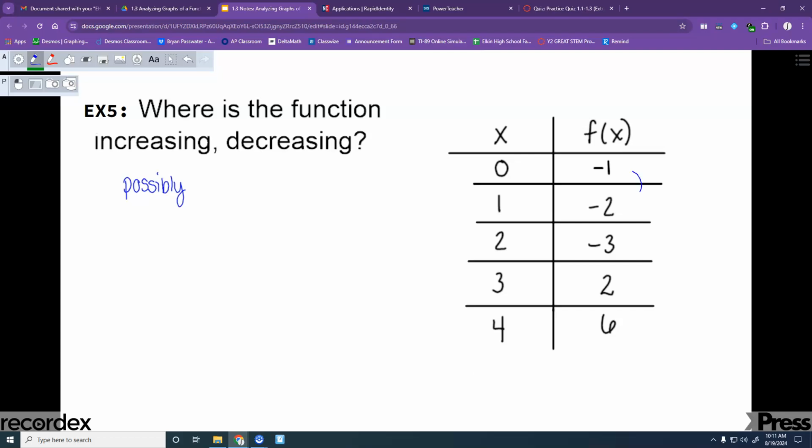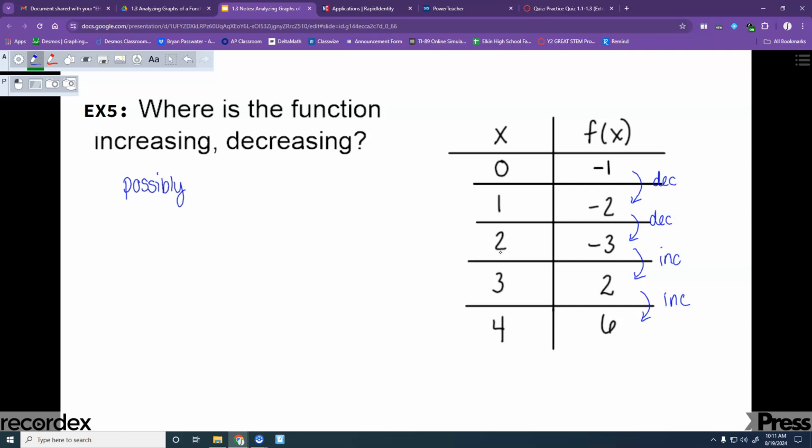From negative 1 down to negative 2, increasing or decreasing? Decreasing, right? What about from negative 2 to negative 3? Decreasing. What about from negative 3 to 2? That is increasing. And from 2 to 6? Increasing. So we don't know for sure that it switches at x equals 2, but it could switch at x equals 2. It might switch at 2.1, but it switches somewhere around there for sure.